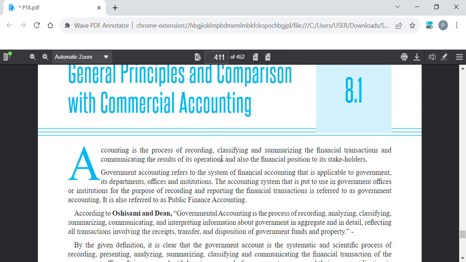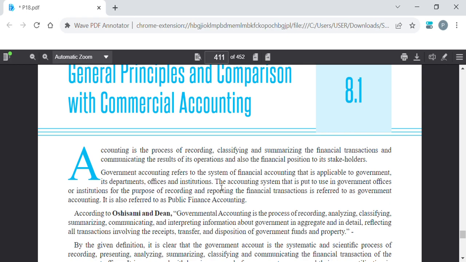So what is accounting? Accounting is nothing but a process of recording. First you record, then you classify, then you summarize financial transactions and communicate whatever results you get, the results of operations and financial positions, to stakeholders. Who are stakeholders? It can be debtors, creditors, customers, managers, shareholders, investors. Now what is government accounting?